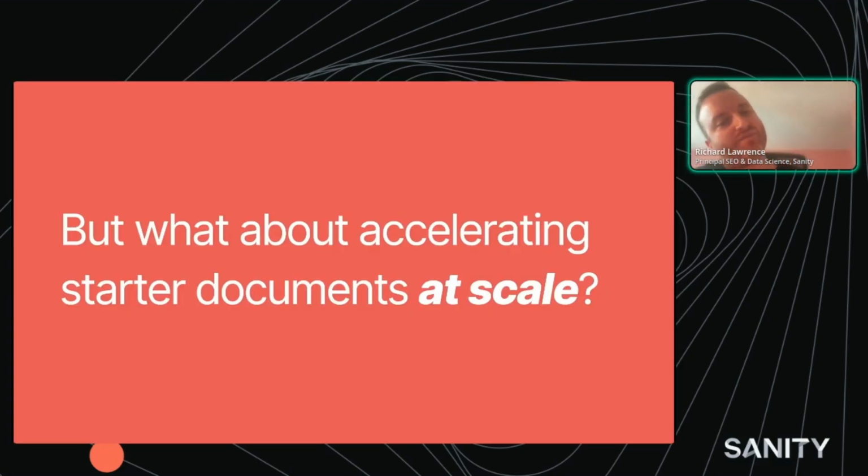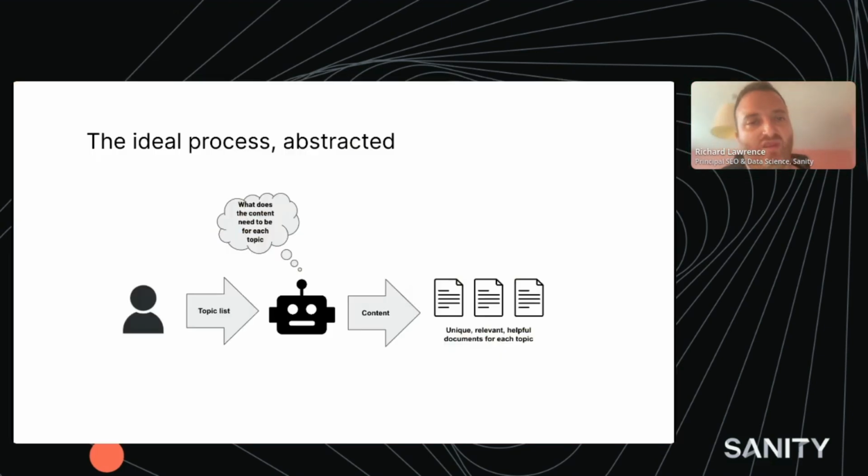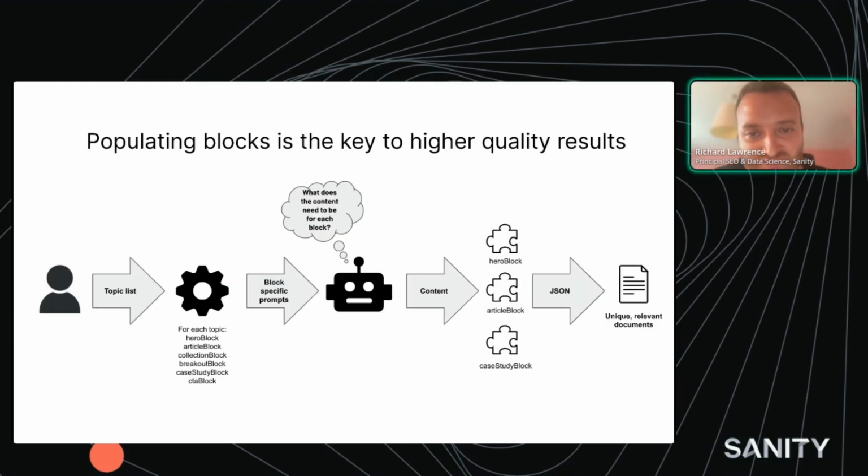So that's some tools that can help individual documents. But what about accelerating starter documents at scale? By that, I mean being able to provide AI with a topic list, and it will then create content for each topic, and the end result will be unique, relevant, helpful documents for each topic. Populating blocks in this way is the key to higher quality results in terms of those unique, relevant documents. That goes back to Jamie's presentation. I've set up this whole process in an automated fashion, where I give the system a topic list. Then for each topic, it will populate the hero block, collection block, breakout block, whatever blocks you've defined, with block specific prompts. And at the end, you'll have these blocks that you can then combine into a JSON document.